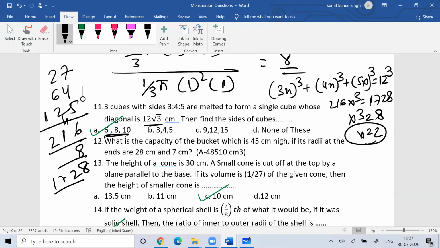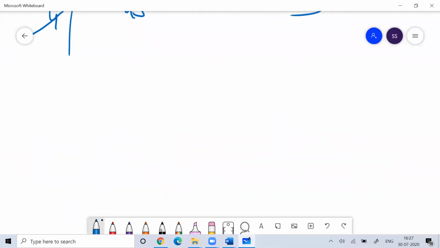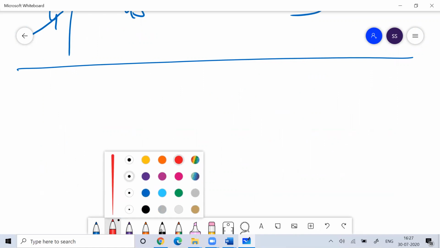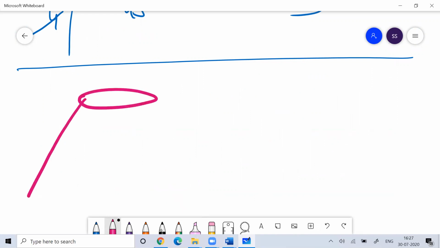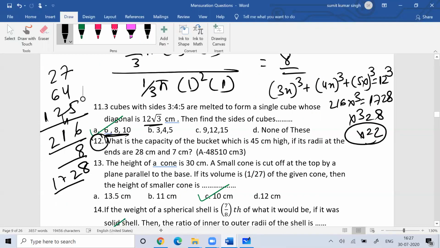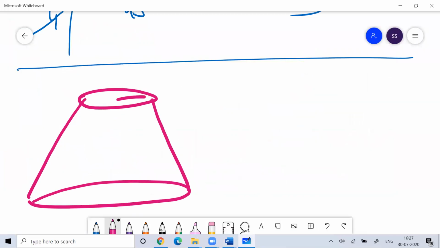They're asking what is the capacity of a bucket, which is 45 centimeter high and the radius at the ends. Okay, so they are talking about a frustum. Suppose this is a frustum. The height of this frustum is 45. The radius is 7 and 28, and the height is 45.